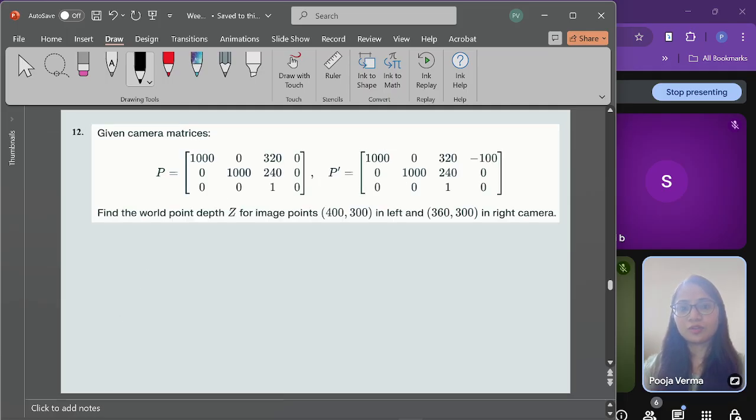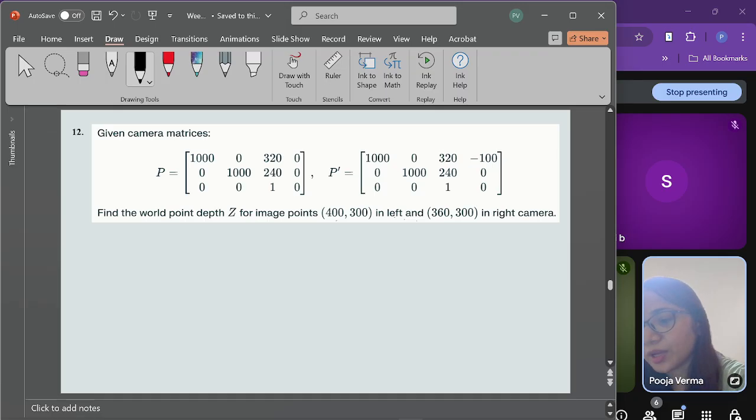Okay, so moving to the next question. Given camera matrices P and P dash for the left and right camera, find the world point depth Z for image point 400, 300 in the left and 360, 300 in the right camera. So how can we calculate that depth?